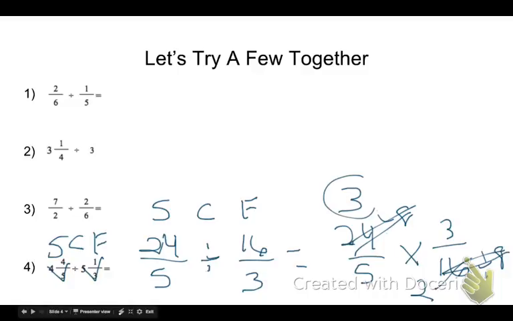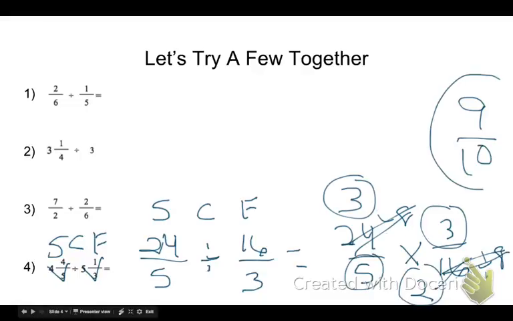Now I'm ready to multiply across. I get 9. And 5 times 2 is 10. This one happens to be in simplest form. 9/10 is my final answer.